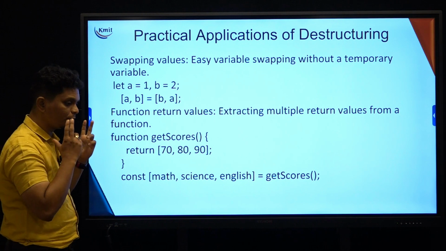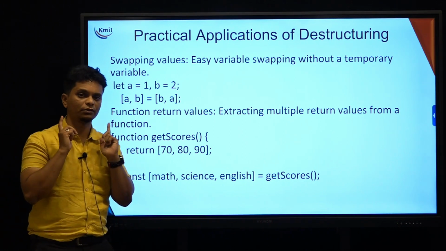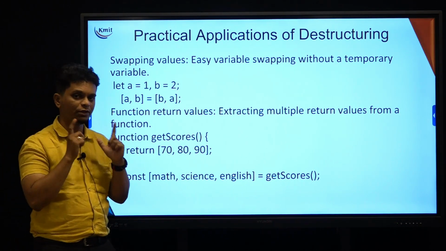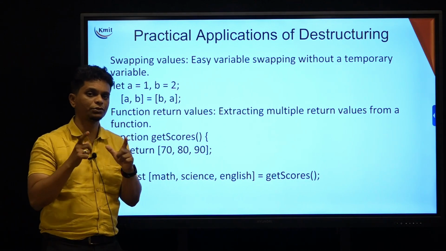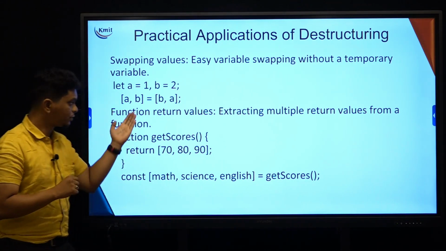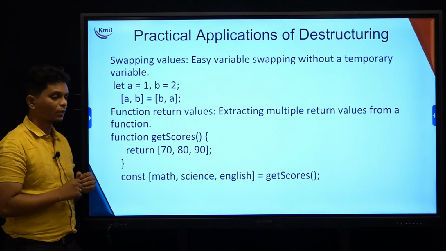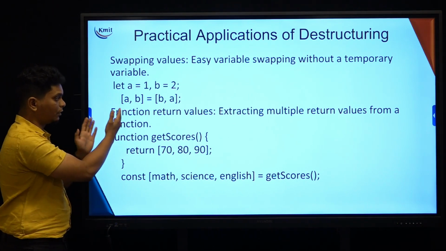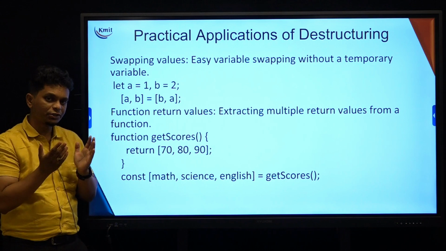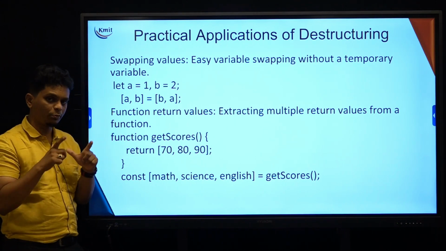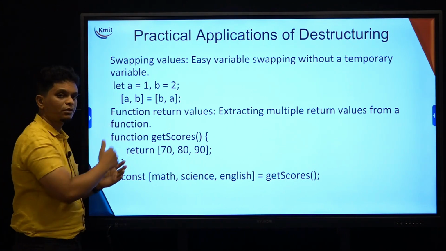So, in the beginning, I have told that the value that needs to be destructured has to be enclosed in square brackets. Same has been applied here. The variables that needs to be interchanged has been placed under square brackets and they have been swapped.